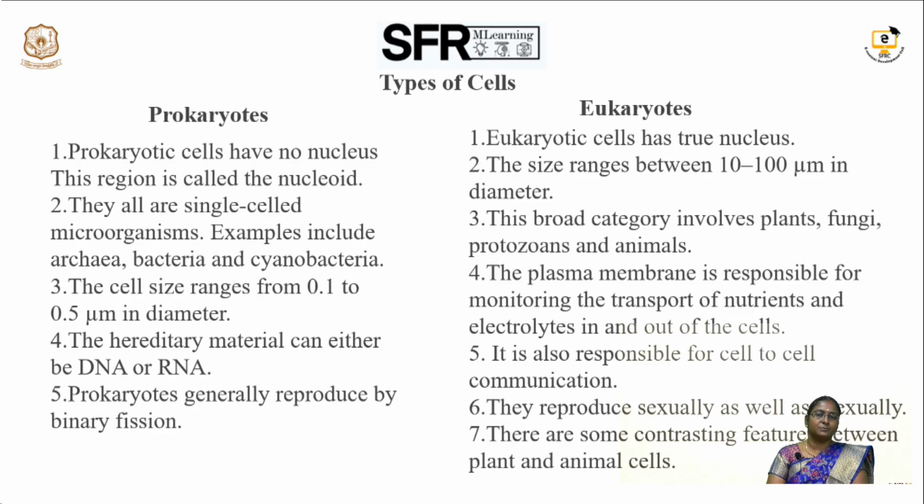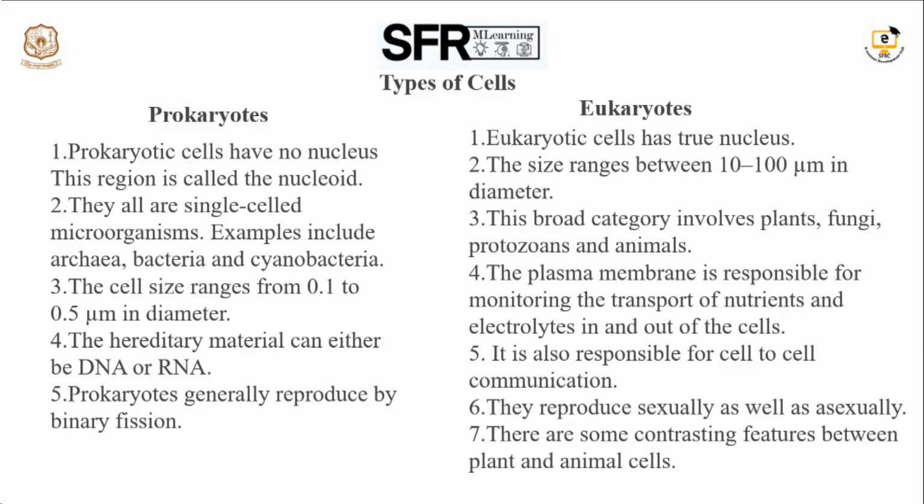There are a few differences between the prokaryotic cells and the eukaryotic cells. Let us see them. Prokaryotic cells have no nucleus, they are called nucleoids, whereas the eukaryotic cells have a well developed nucleus, they are called the true nucleus. They are all single celled organisms, whereas the eukaryotes are multicellular organisms. The size of the prokaryotic cells ranges from 0.1 to 0.5 micron in diameter, whereas that of the eukaryotes ranges from 10 to 100 micron in diameter.